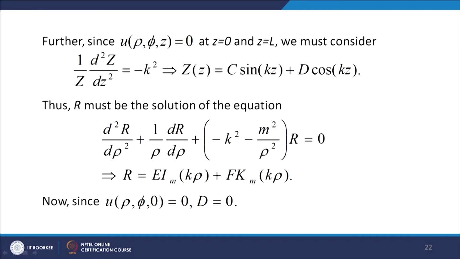Therefore (1/Z) d²Z/dz² will have to be taken as minus k squared, and plus k squared will not do, as that will lead us to a trivial solution. So Z equal to C sin kz plus D cos kz.